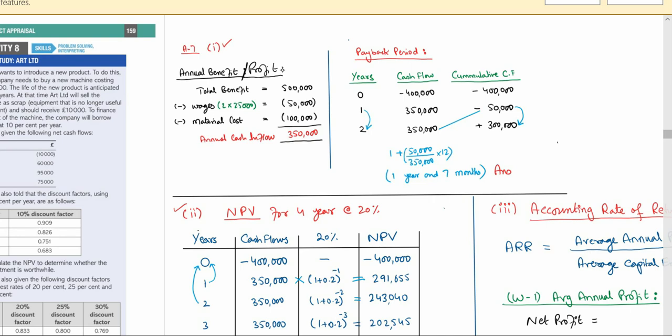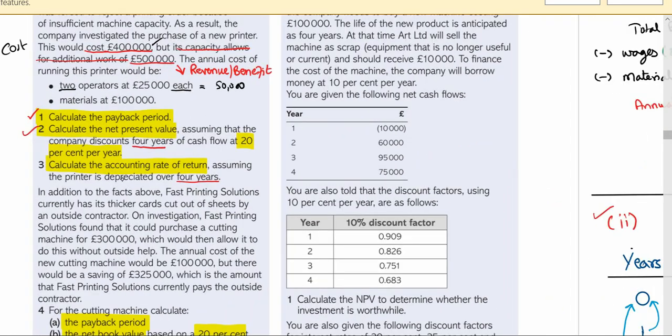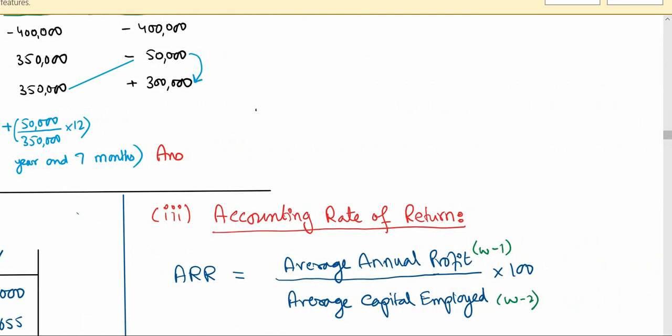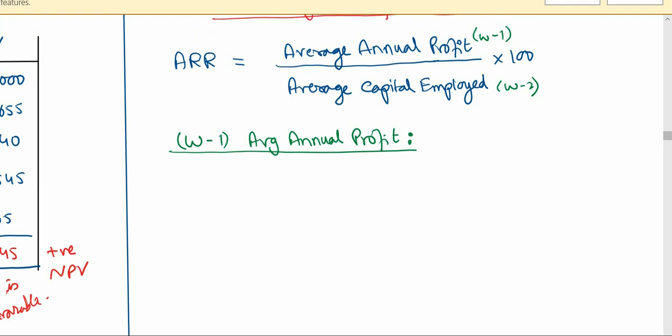But we know that in ARR, as per the question, we have another expense, that is the depreciation expense over 4 years. So we are going to calculate the depreciation over 4 years. For the list of expenses, net profit is equal to the average annual net profit.